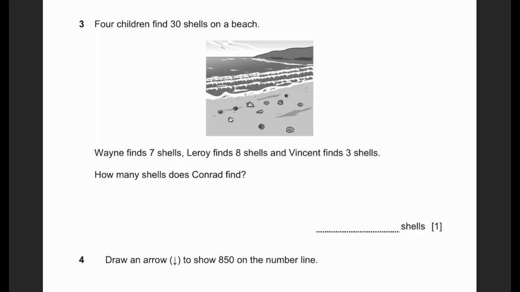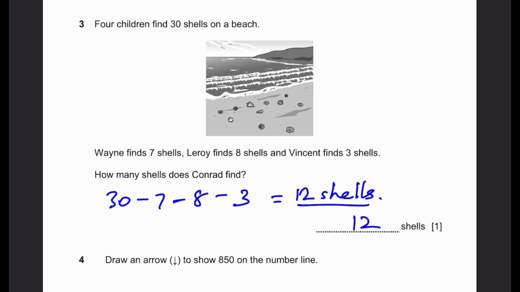Question 3. 4 children find 30 shells on the beach. Wayne finds 7 shells, Leroy finds 8, and Vincent finds 3 shells. How many shells does Conrad find? So 4 children, out of them, the 4 are Wayne, Leroy, Vincent, and Conrad. They find 30 shells. 3 of the children have found 7, 8, and 3 respectively for Wayne, Leroy, and Vincent. Now for Conrad, it'll be just the remaining shells, which is 30 minus 7 minus 8 minus 3, which is equal to 12 shells. That's the answer.